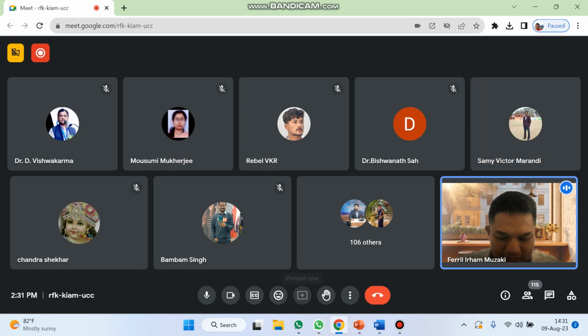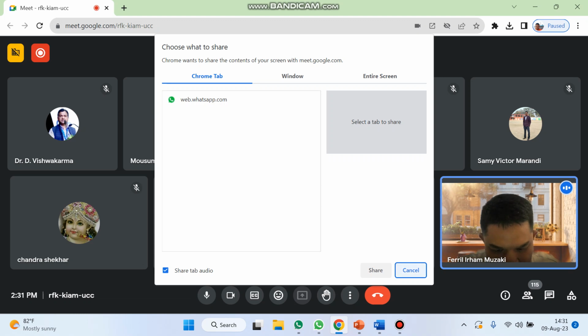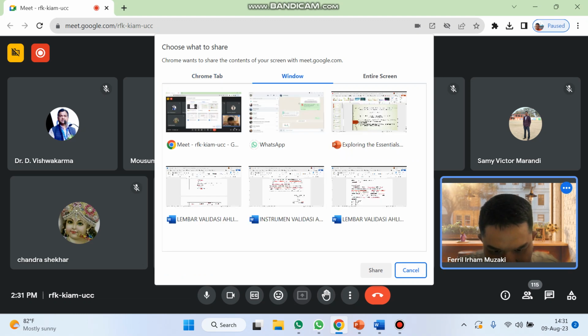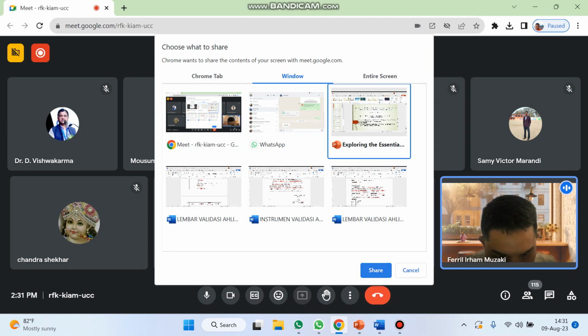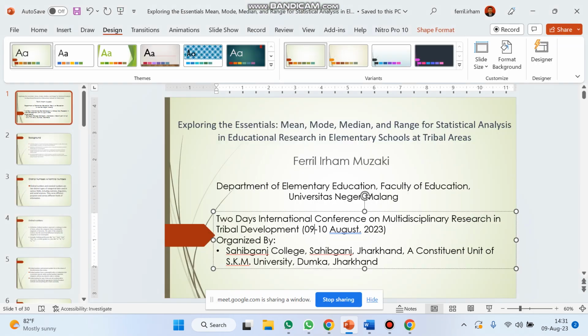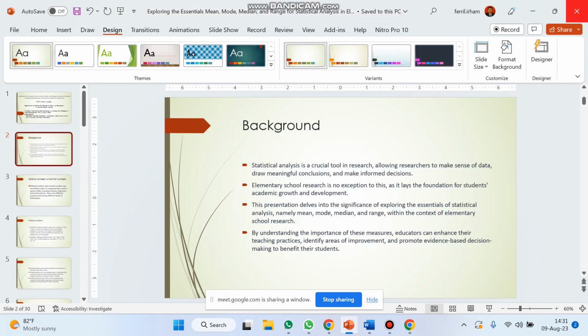Now, I would like to share my thought on this. We could explore the essentials: mean, mode, median, and range for statistical analysis in educational research in elementary schools at tribal areas. Okay. Now, this is the background of the study.